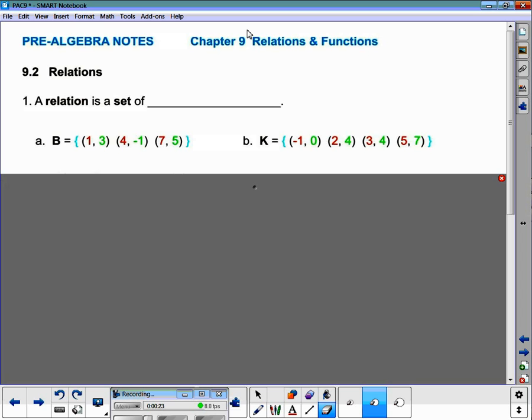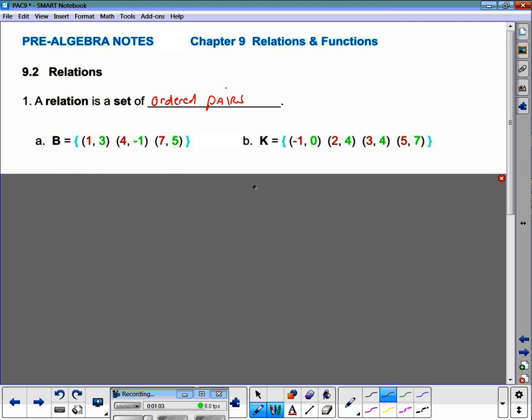A relation is nothing more than a set of ordered pairs. So I think with the video I talked about an ordered pair. It's a definite order. Our x's always come first and our y's always come second. For the relation, it has to stay that way as well. The first one is always the x. The second one is always the y.